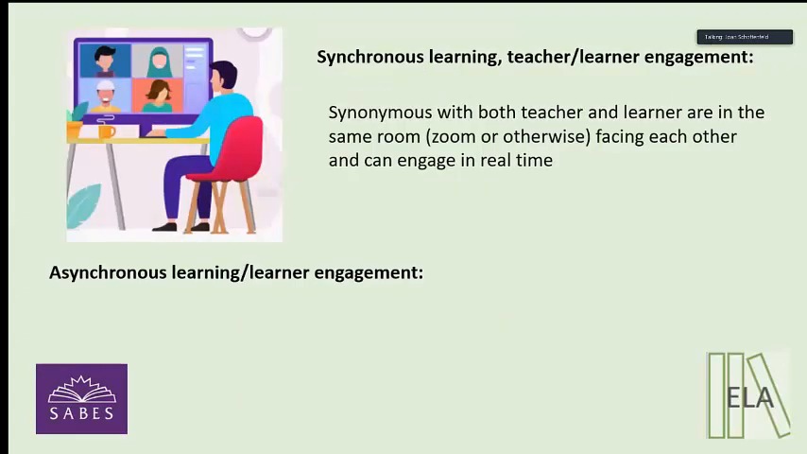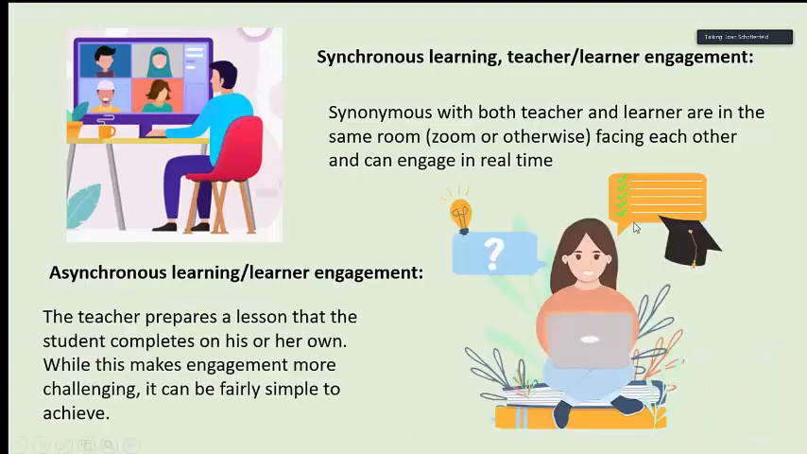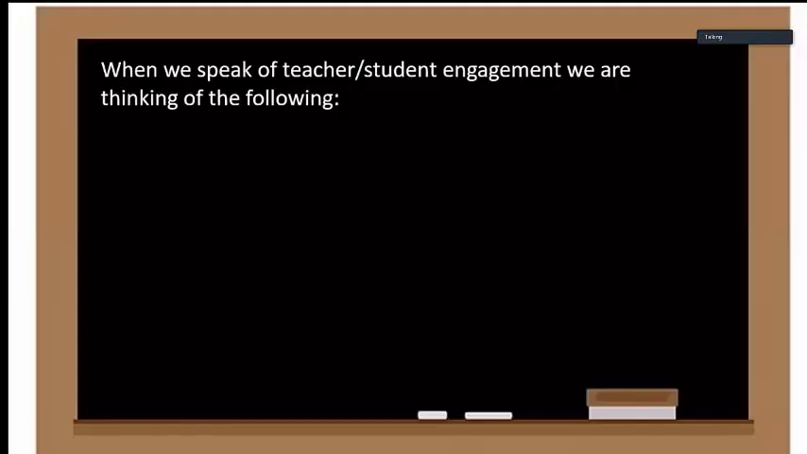With synchronous learning, it's usually synonymous with teacher-learner engagement, since both the teacher and the learner are in the same room, Zoom or otherwise, facing each other, and they can engage at any time. With asynchronous learning, the teacher prepares a lesson that the student completes on his or her own. While this makes engagement more challenging, it can still be fairly simple to achieve.